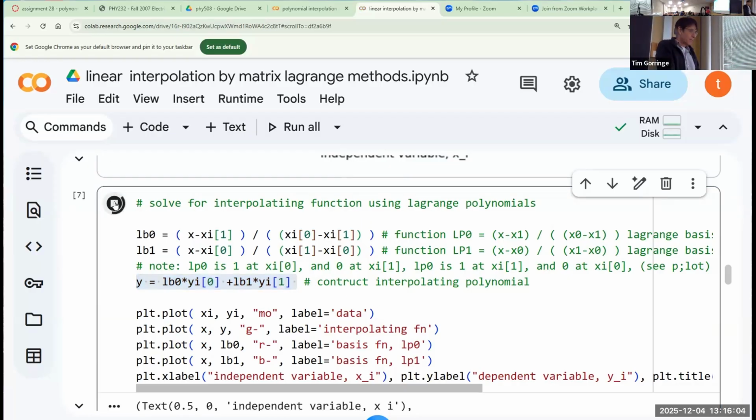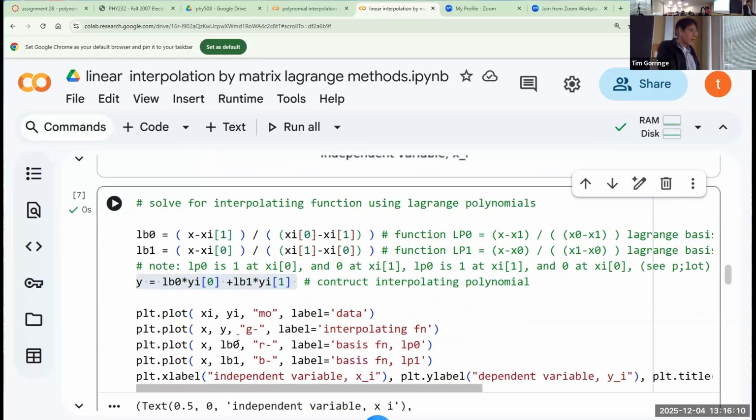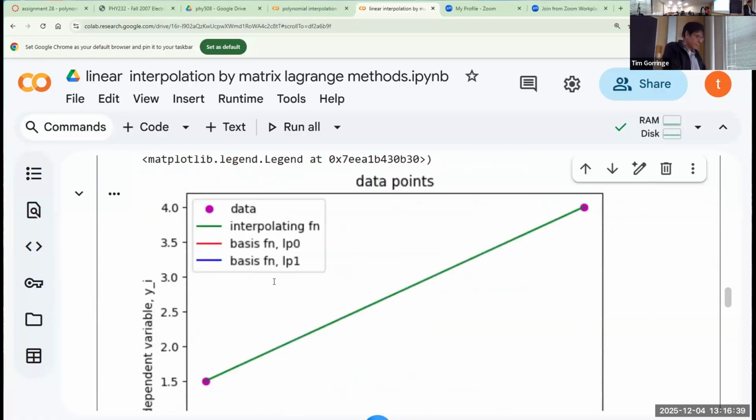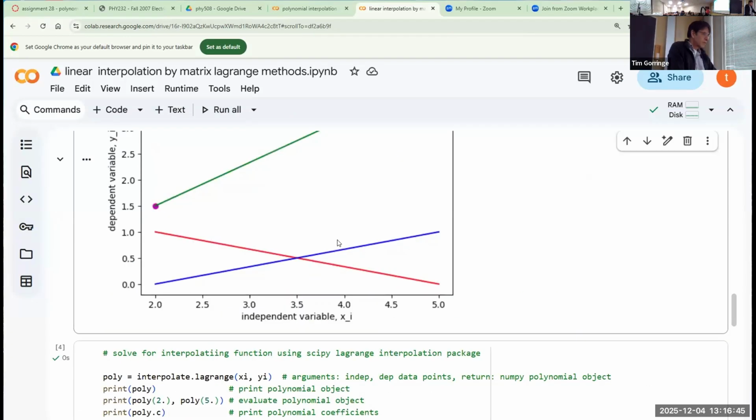And if I run this, I've got a few things just to show you. We're going to plot the data points. I'm going to plot the interpolating polynomial, that's the y. And I'm also going to plot, so you see how it's constructed, the two basis vectors, which I called LB0, Lagrange basis subscript 0, and LB1, Lagrange basis subscript 1. We'll plot both of those. And so here they are.